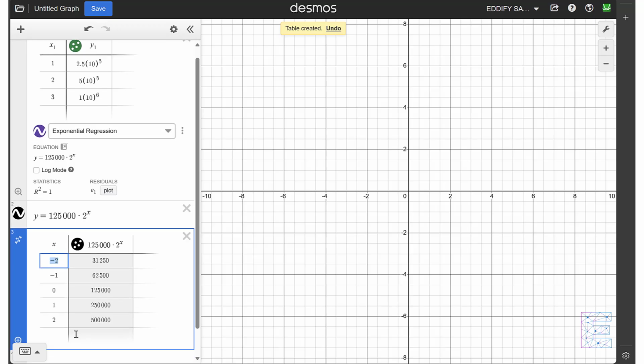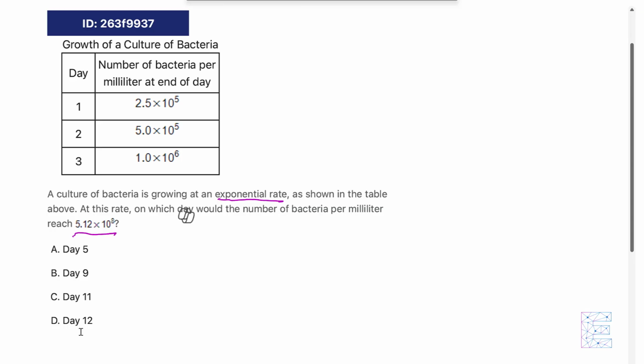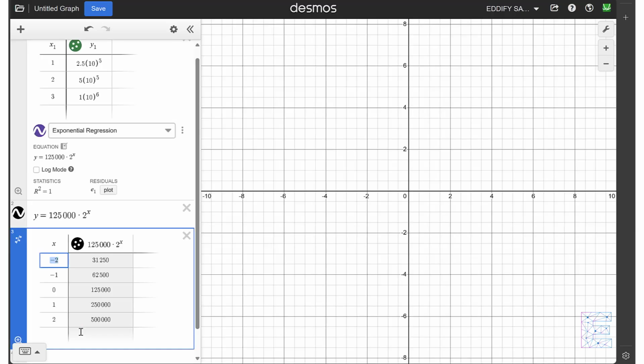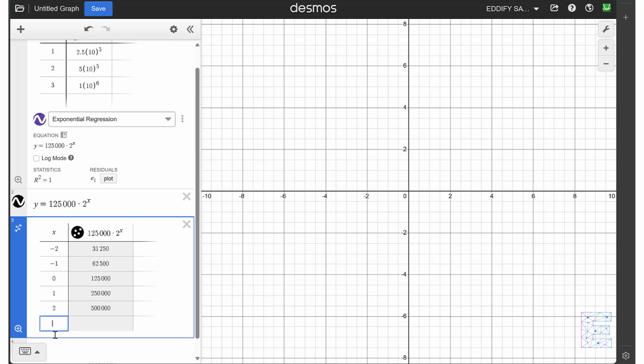And now the question was, which x value is going to get us to 5.12 times 10 to the power of 8. And the x values given are 5, 9, 11, and 12. So I'm going to write them down here: 5, 9, 11, and 12. So we'll try those in the table. Let's go ahead and do that on the Desmos side. So we want to see which of those choices gets us to 5.12 times 10 to the 8th.